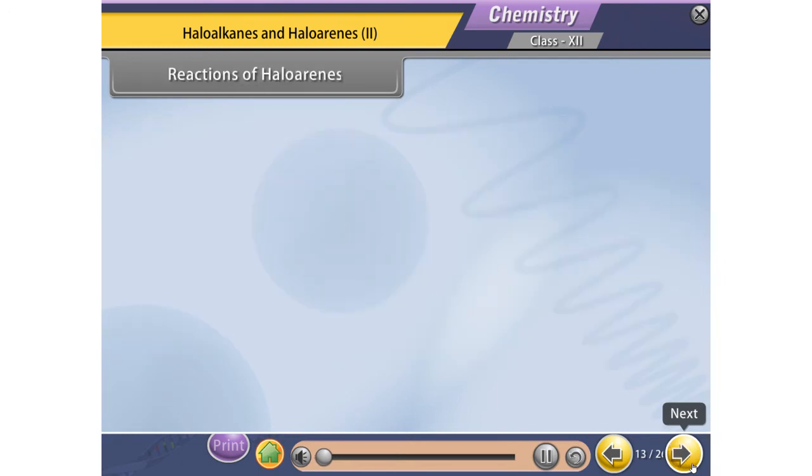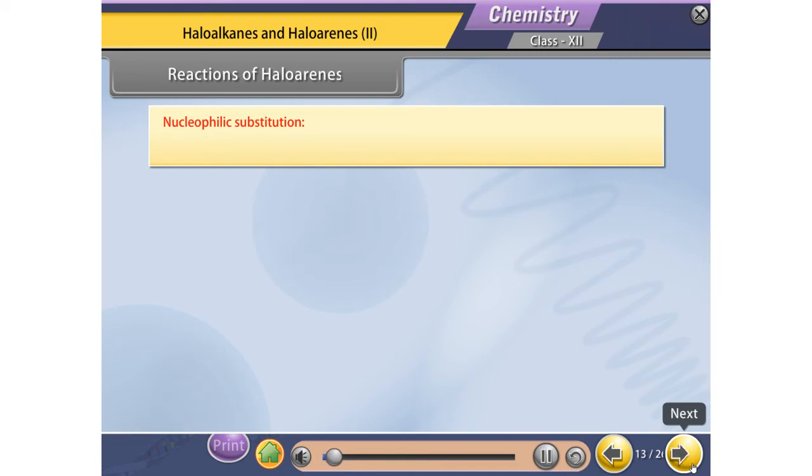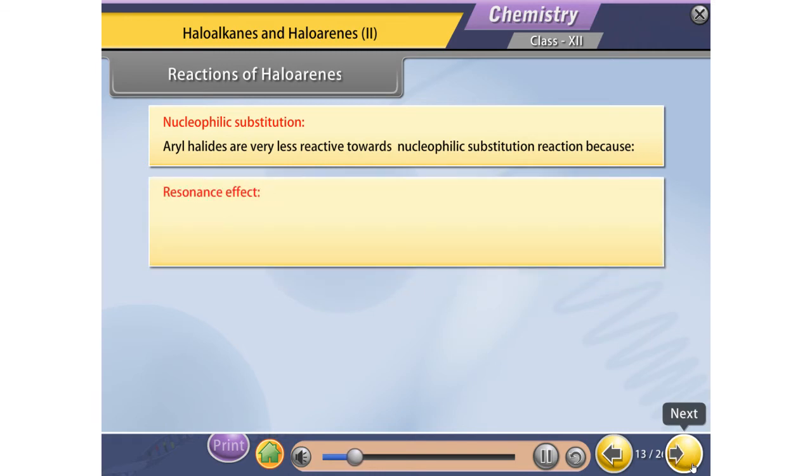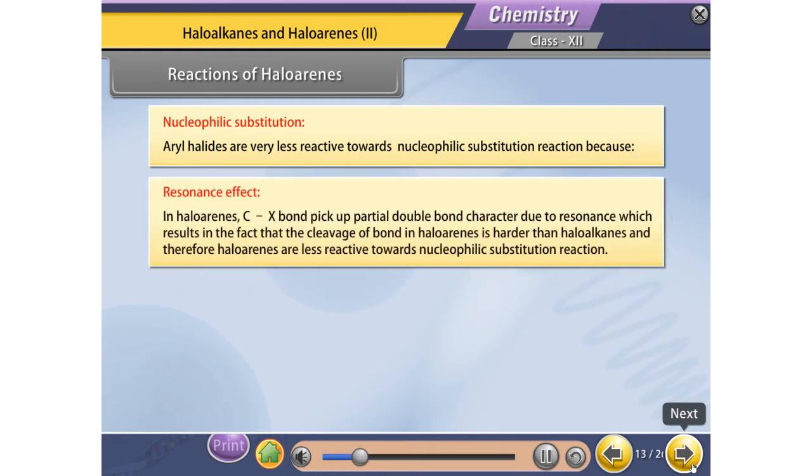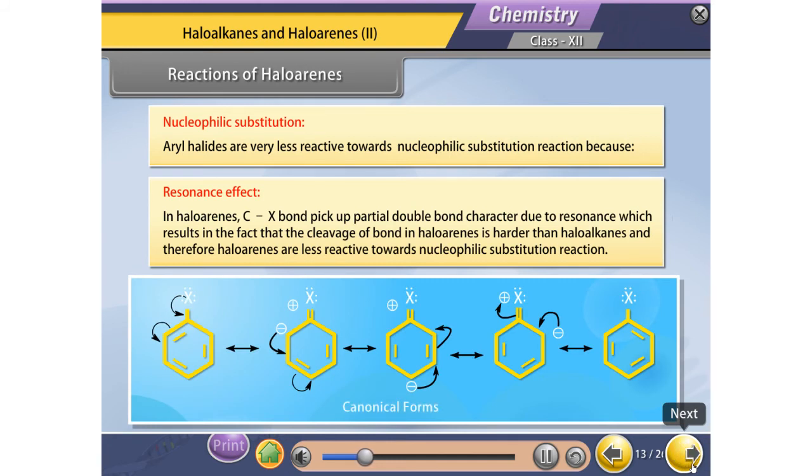Assessment. Reactions of haloarenes. Nucleophilic substitution. Aryl halides are much less reactive towards nucleophilic substitution reactions because of the resonance effect. In haloarenes, the C-X bond picks up partial double bond character due to resonance, so cleavage of the bond in haloarenes is harder than in haloalkanes, and therefore haloarenes are less reactive towards nucleophilic substitution reactions.